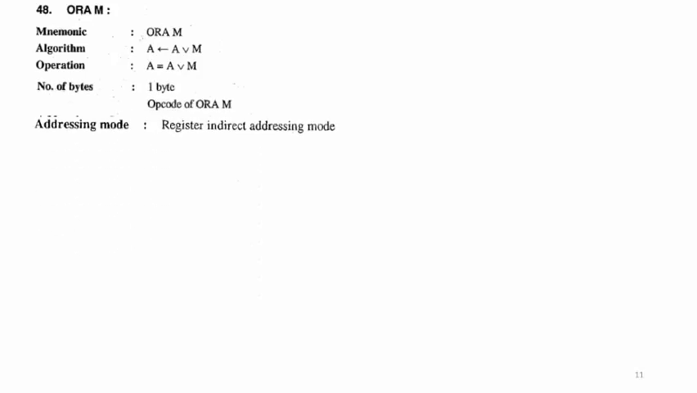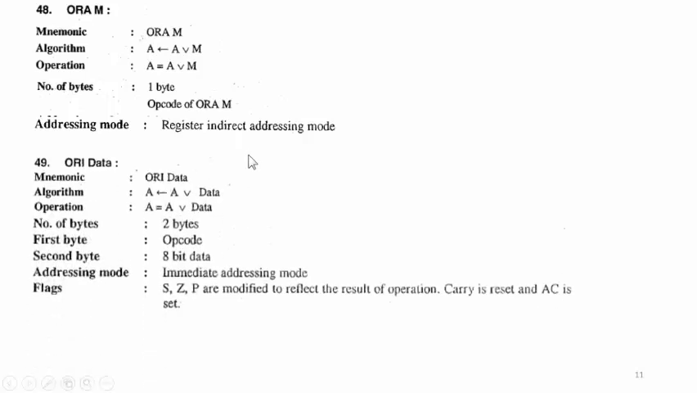Next ORing instruction from indirect addressing mode. Accumulator content ORed with the memory pointed content, and result we are getting in accumulator. Size of the instruction is 1 byte, only one opcode you will get for this instruction. Addressing mode is indirect addressing mode.